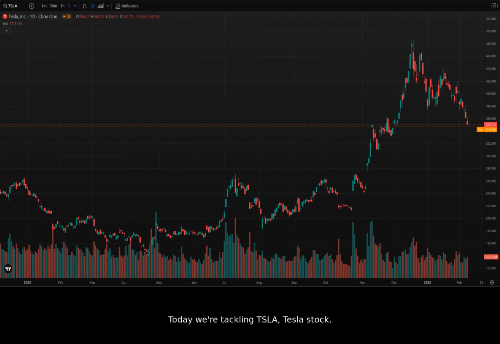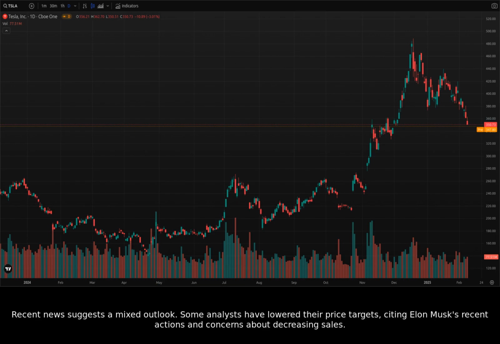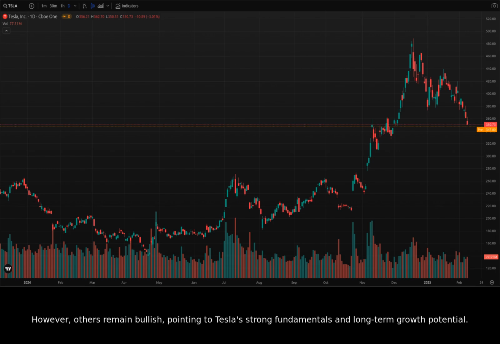Today we're tackling Tesla stock. Recent news suggests a mixed outlook. Some analysts have lowered their price targets, citing Elon Musk's recent actions and concerns about decreasing sales. However, others remain bullish, pointing to Tesla's strong fundamentals and long-term growth potential.